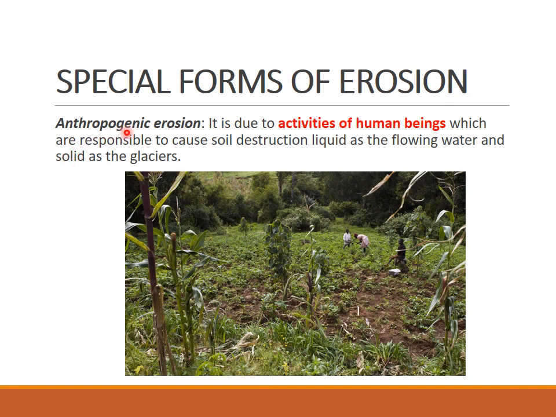Next one is anthropogenic erosion. It is due to human activities. See here, the people are cutting the plants and faulty use of some tillage implements or something like that. When human beings interact with the soil, if there is soil erosion, that is called anthropogenic erosion.